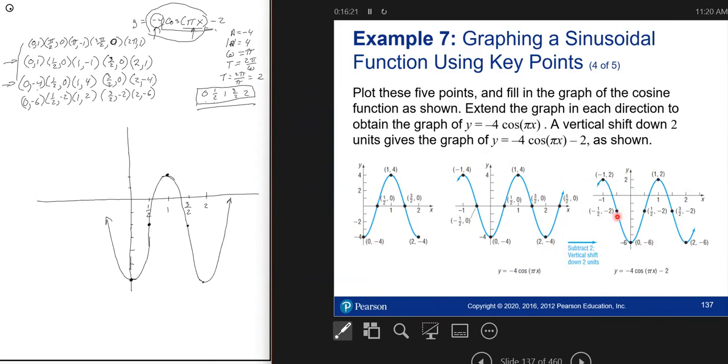And then the zeros are no longer at 0, now they're at -2. Because we moved our x-axis. That's what happens when you do a vertical shift. You're changing where your x-axis is.